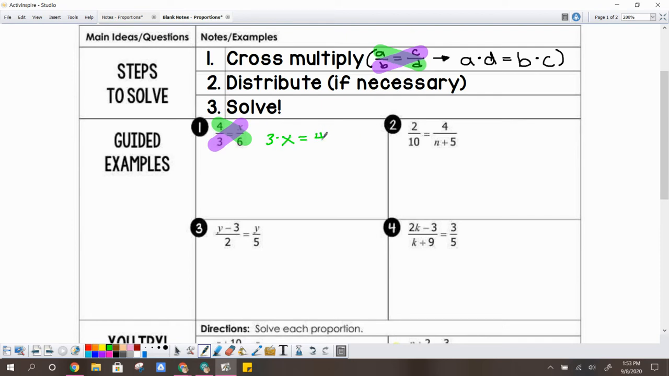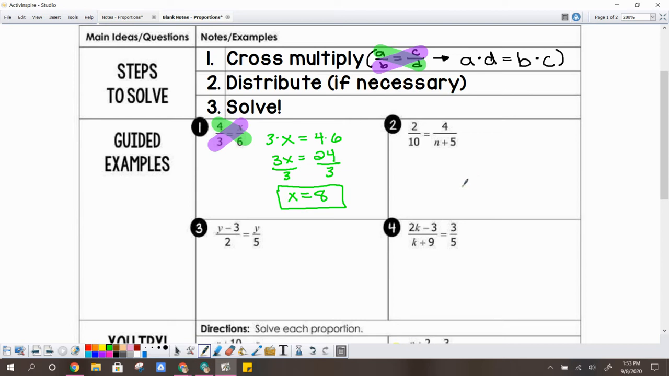equals 4 times 6. Right, and then I have 3 times x, which is 3x. 4 times 6 is 24. There's nothing to distribute here, so I can go ahead and solve. Divide both parts by 3 to get x equals 8. Okay, and that's how you would solve a proportion problem.